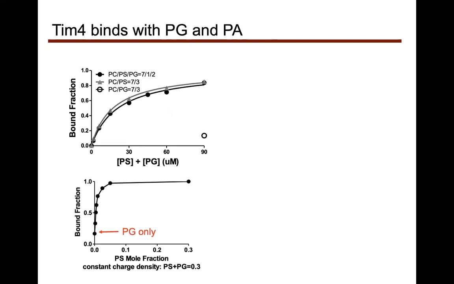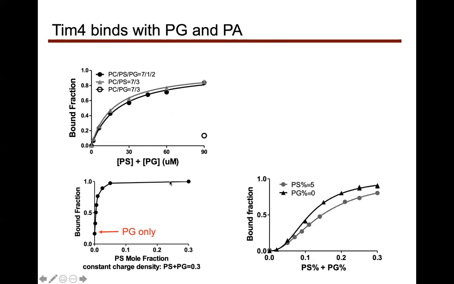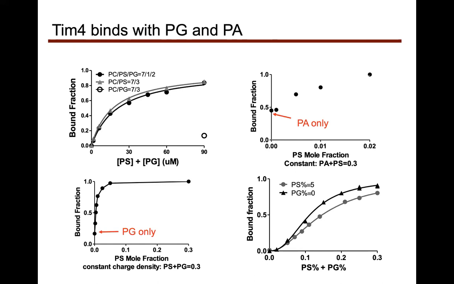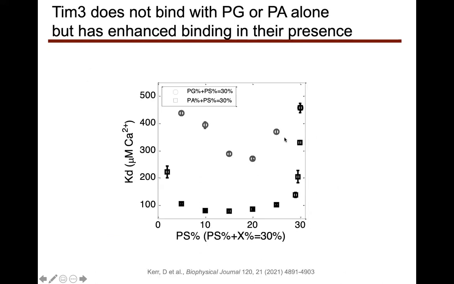This is another way of looking at it, with PG as a function of the PS mole fraction on the surface. You can replace a percentage of the PS on the surface by PG so that the total percentage remains the same, and you get a very similar sigmoidal curve. But if instead of PG you have a different head group, PA, you already see a drastic difference when there is a complete absence of PS in the total 30% mole fraction.